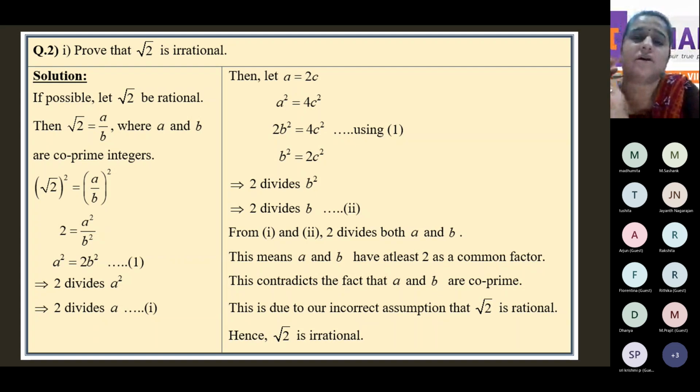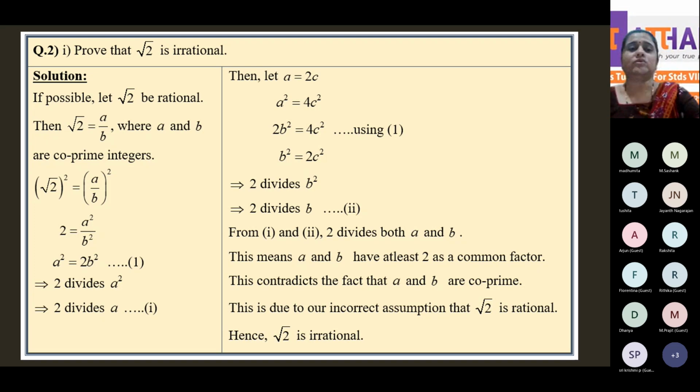The same is for root 3, root 5, whatever, root P, where P is a prime number. Similar proof. Just that the numbers change. Here we have 2 and 4, right? So when it is 3, you will have 3 and 9. If it's 11, it will be 11 and 121. So the numbers will change.